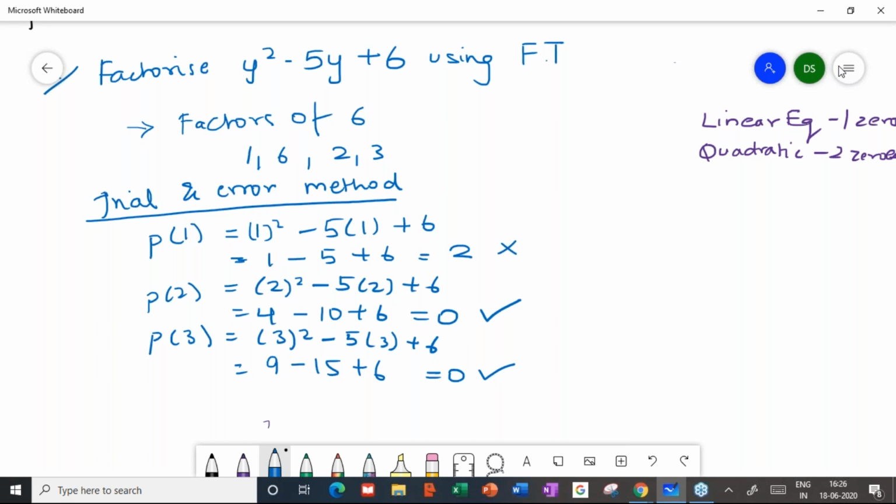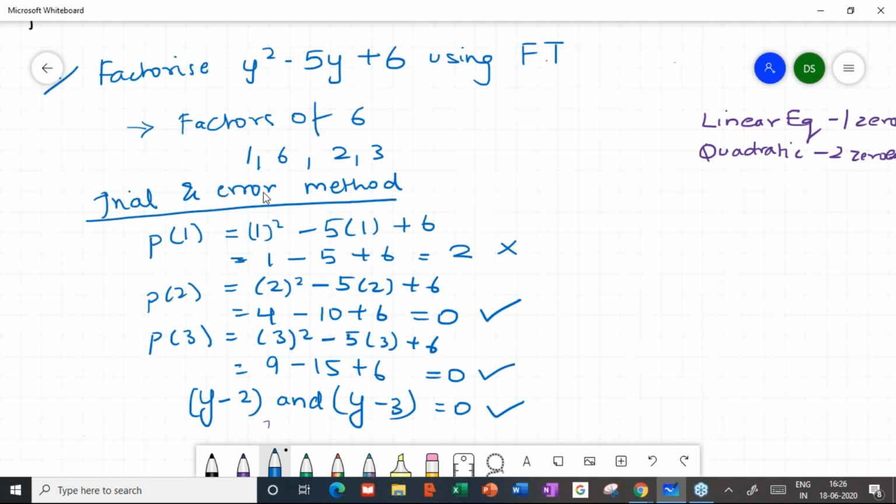And how do you write it? Always, when you get the factors, they will be written as y minus 2 and y minus 3 is 0. Sometimes, in some tricky questions, like here we only considered the positive cases, right? Sometimes you also need to consider negative cases. In those cases, this will be plus.